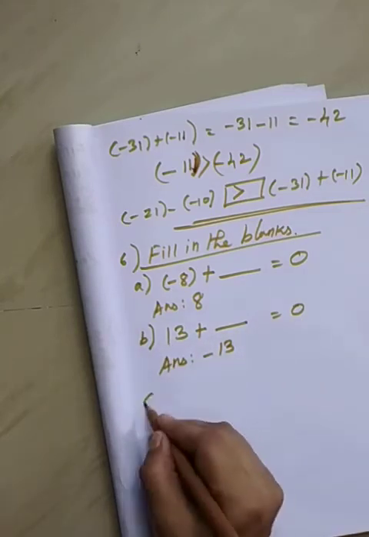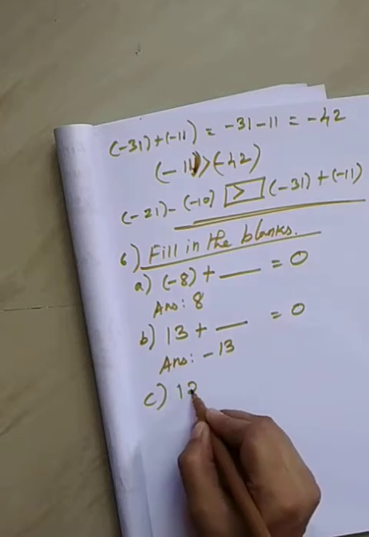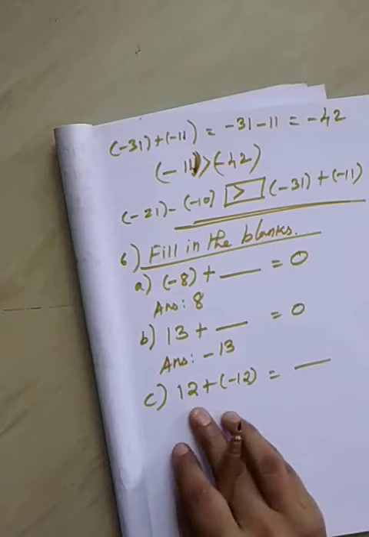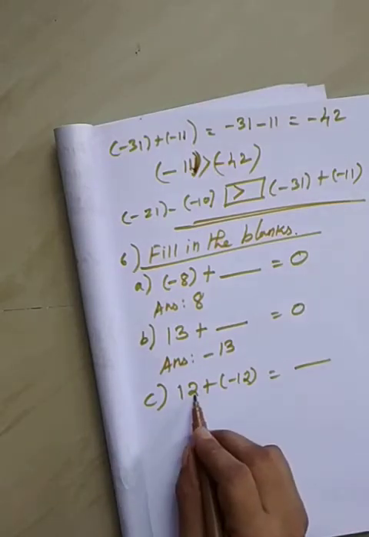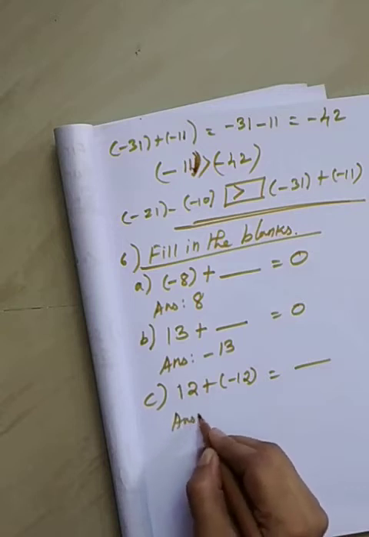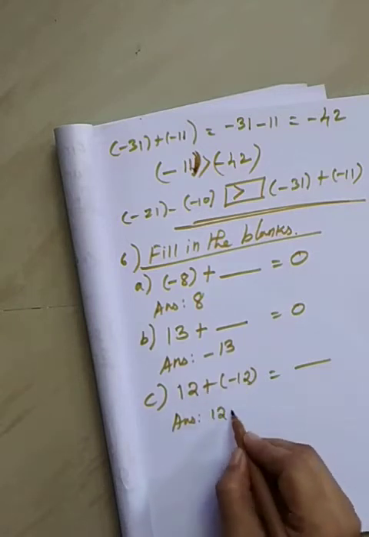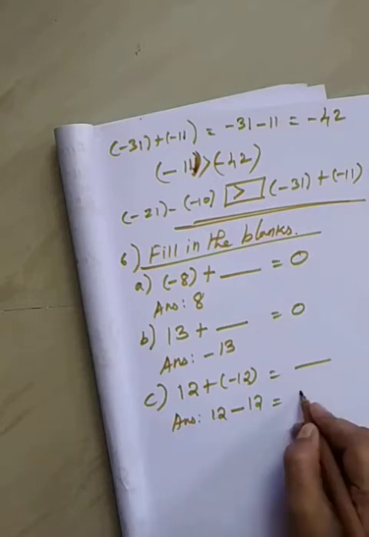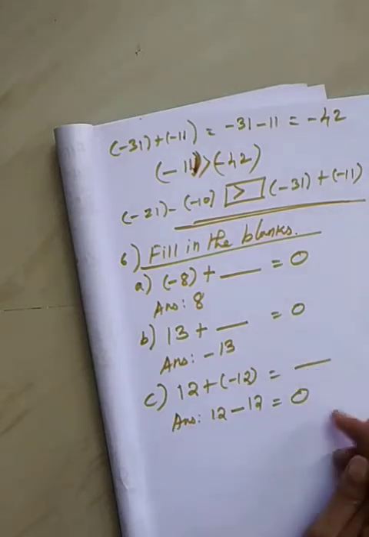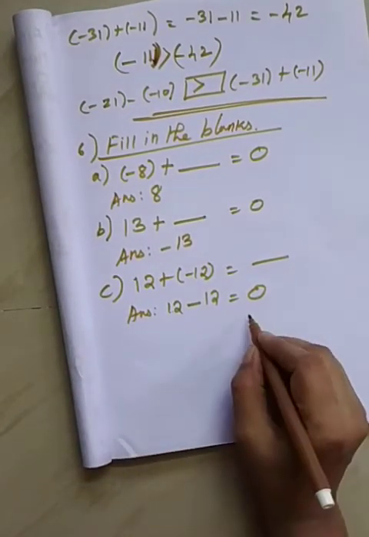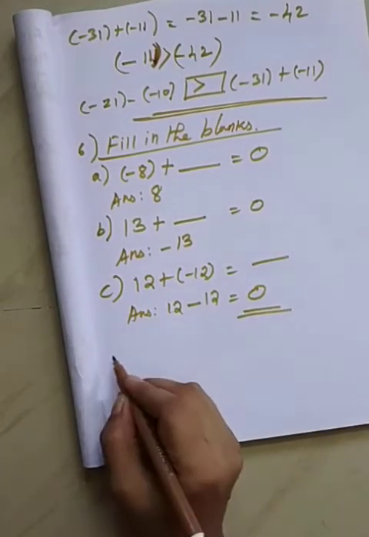Clear? Now the next. 12 plus minus 12. What is the answer? See, 12 minus 12. See here, your answer is 12 plus into minus minus 12. What is 12 minus 12? 0. So your answer is 0. Clear, everybody? The next one.